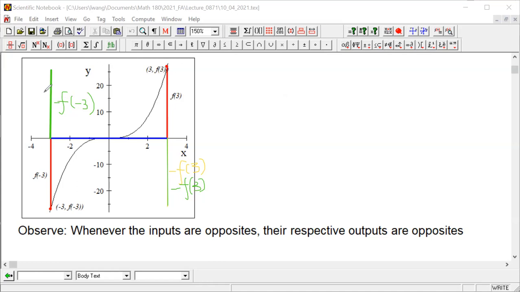So this green is the same as this red, and this red is the same as this green. You put a negative sign in front of it. That's the kind of visual it creates. Did I make myself clear? Yes. Okay. And then we realize this is true for every point if the function is odd.